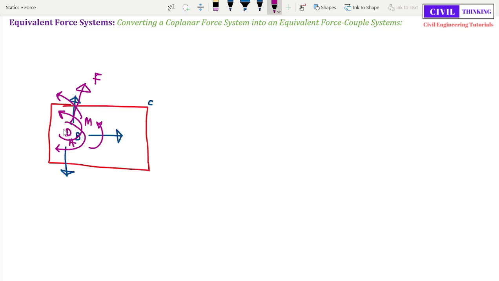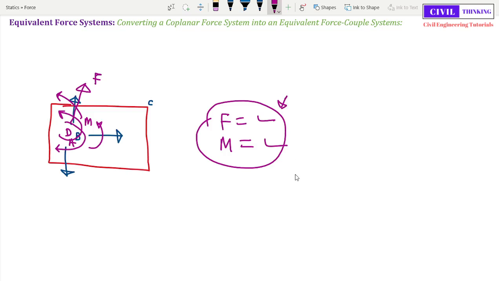Then, now we have multiple forces at point D, and also multiple moments at point D. We will add those forces, and we will also add the moments. So we will get a net force when we add all these forces, and we will also get a net moment. Now this force and this moment are the equivalent force couple system of this force system. So let us solve a problem on this concept so that we understand better.